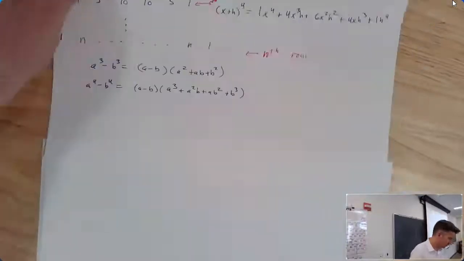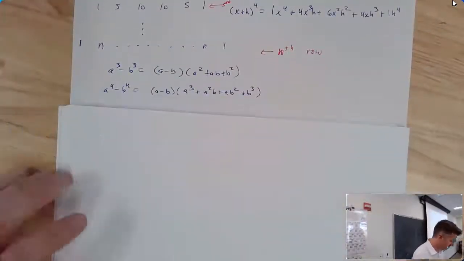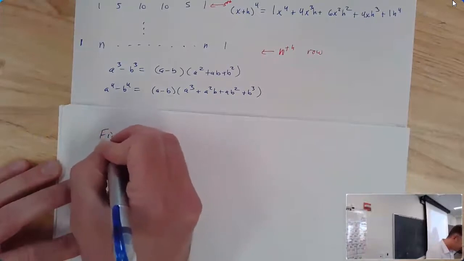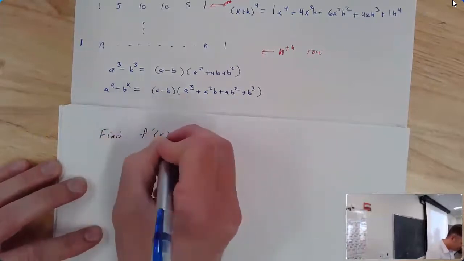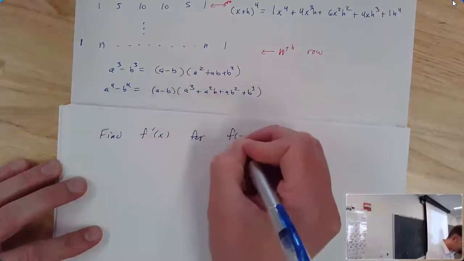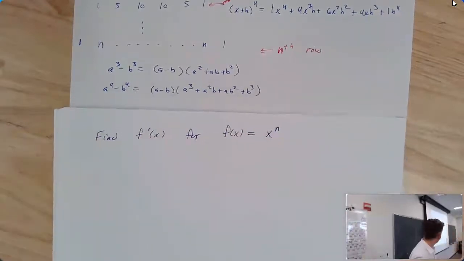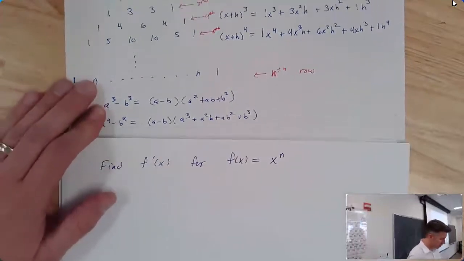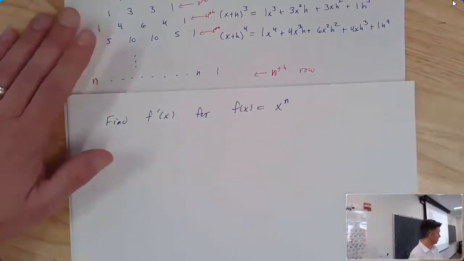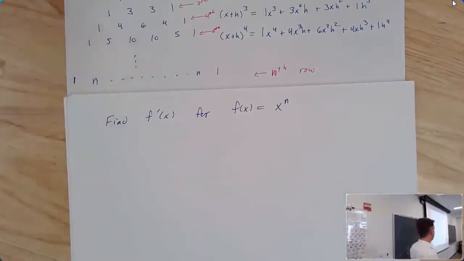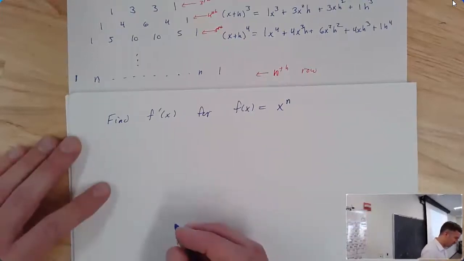Let's do it. So we want to find the derivative of f of x equal to x to the nth power. Now I should point out, we are making the assumption here that n is a positive integer. This idea of writing out x plus h to the nth power using Pascal's triangle is really only valid if n is a positive integer. It doesn't really work in this way if n is some other type of number.